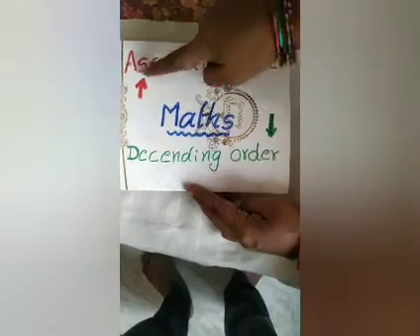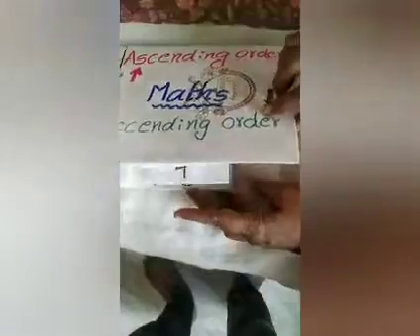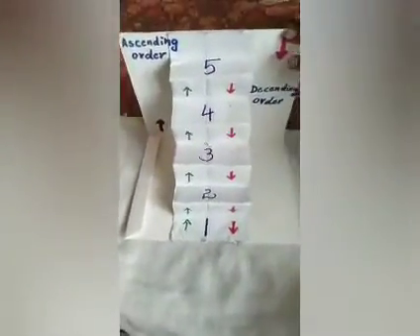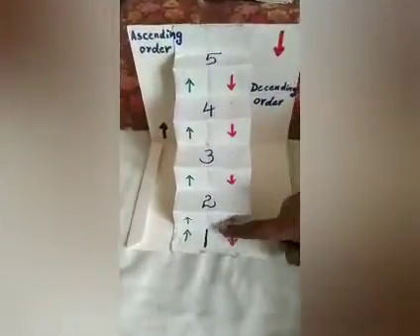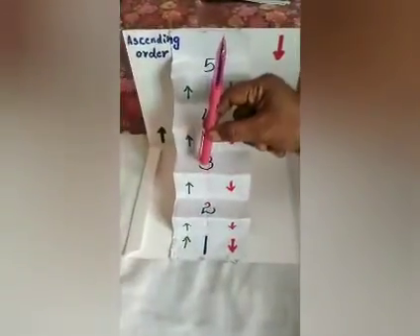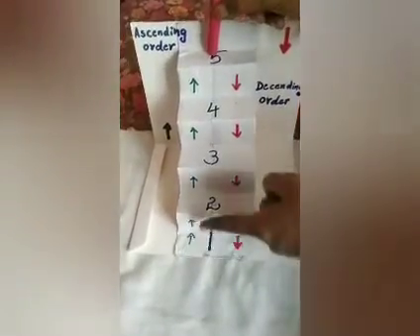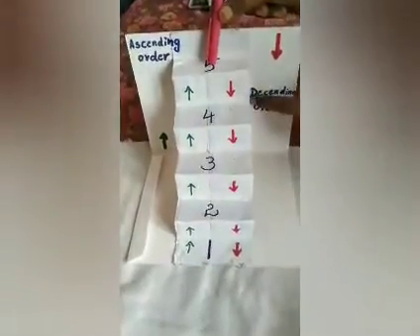Now we will see how these ascending and descending orders are used in numbers in our mathematics. See here there are 1 to 5 numbers arranged step by step. Which is the lowest number here? 1 is the lowest number. After that 2. Next 3, 4, 5. These 5 numbers are arranged from lower number to higher number. This is called ascending order.